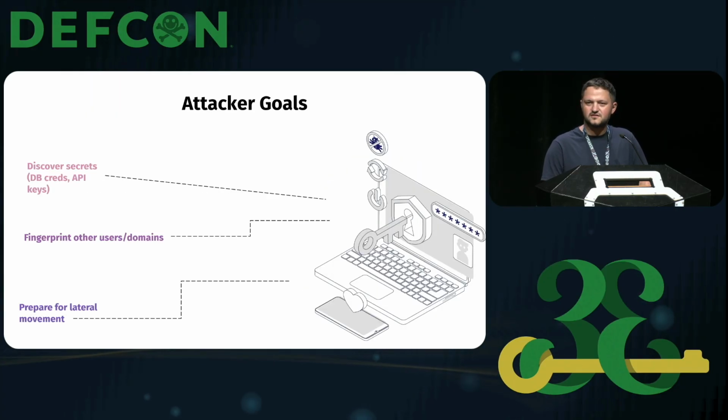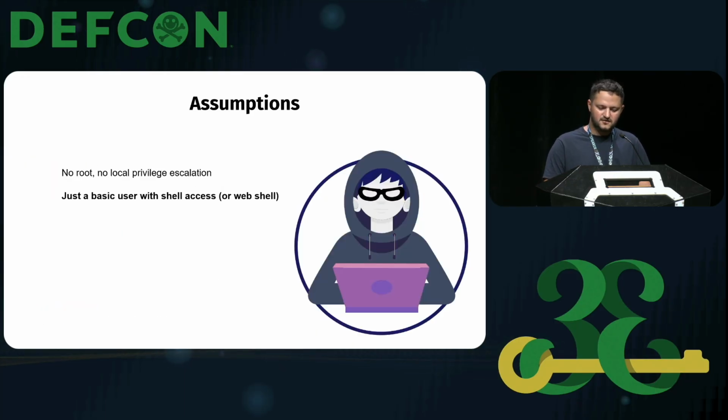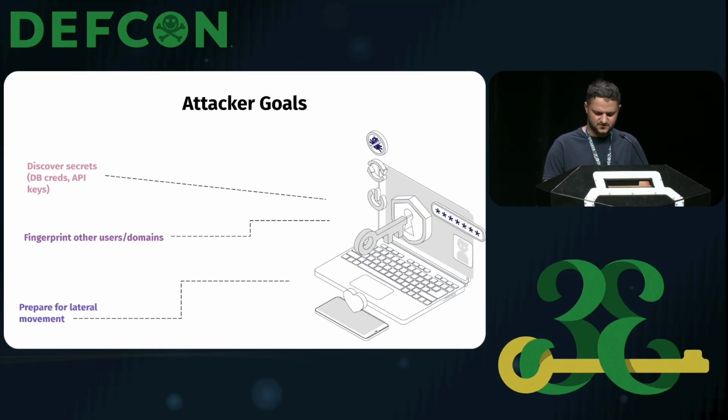As an attacker, your goal is to discover secrets like database secrets, API keys, passwords, and other kinds of secrets. Then you can fingerprint the users or domain if you can do that, and then prepare for lateral movement.